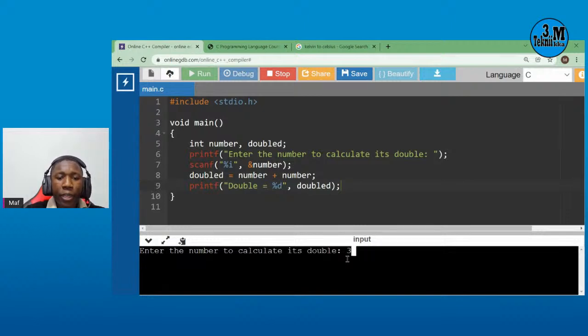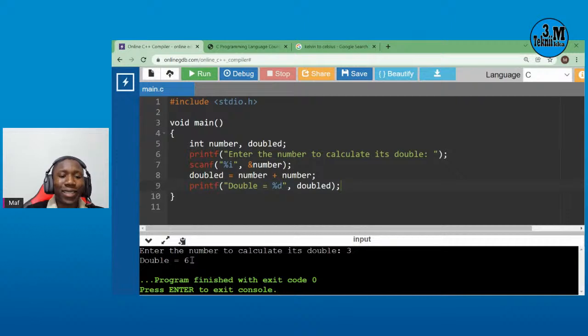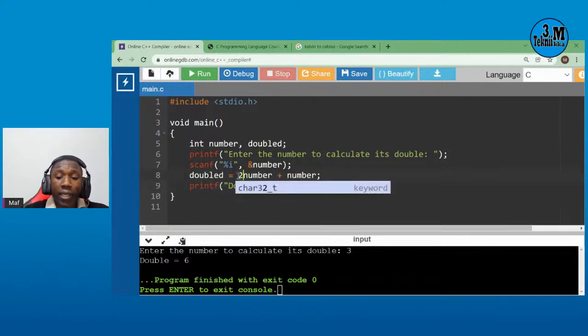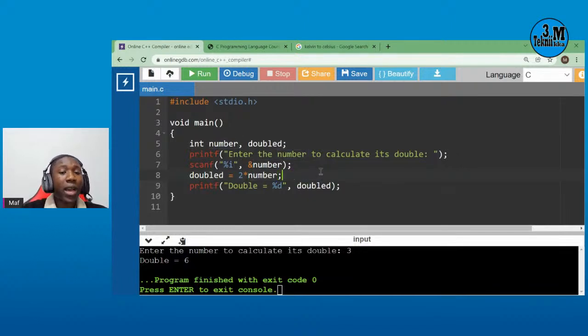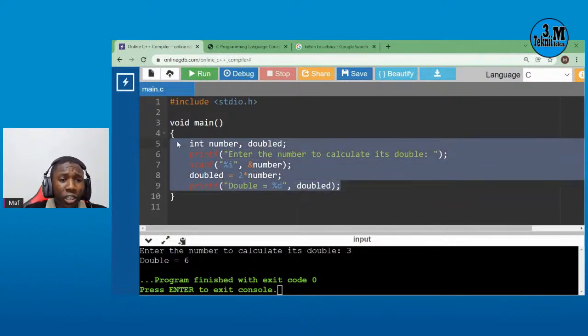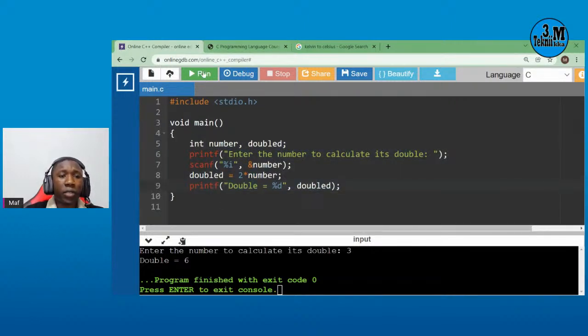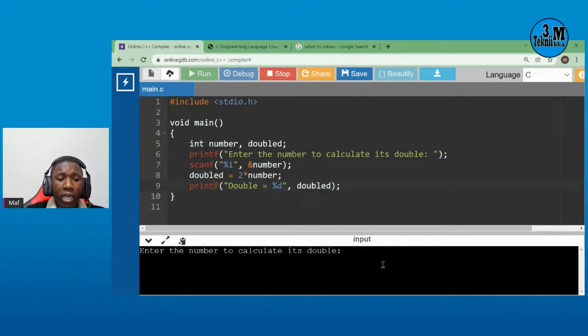So number 3 is what the user introduces, and the double is 6. That's all. That's normal. We could do this like this. As I said before, there are several logics to solve the same problem. No worries. The only thing you have to analyze is a sequential logic to solve your problem. So this is the very same. For example, the number now is 5 and the double is 10.